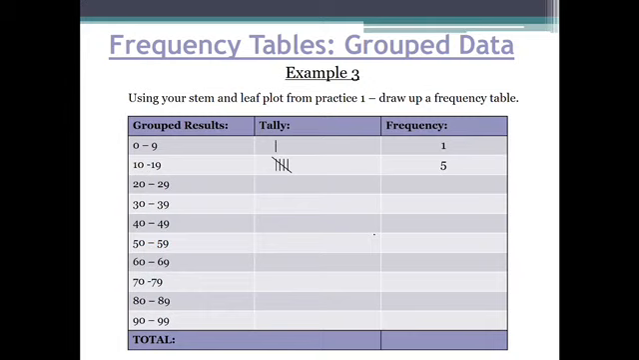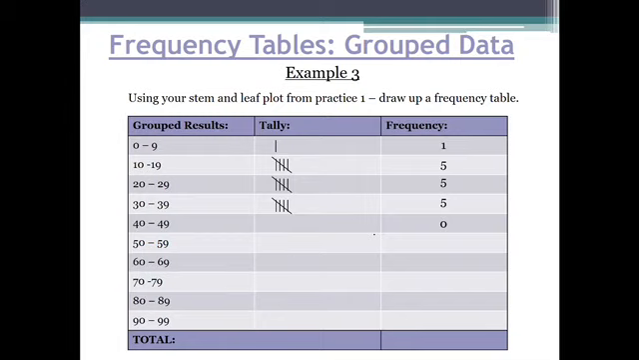Alright, so 20 to 29, we have 5 numbers. So again, we draw the 4 lines with the 5th one through, and we write 5 in our frequency. 30 to 39 is 5. 40 to 49, there is no number. So in tally, you leave a blank. And in frequency, you write 0. Okay. You cannot put anything in tally, because if you put one line, it means 1. Okay, and there's no line that represents 0. So we just leave a blank.